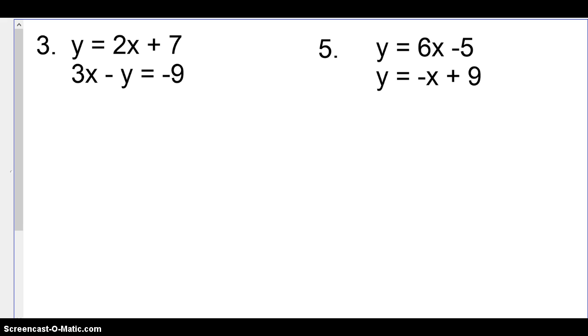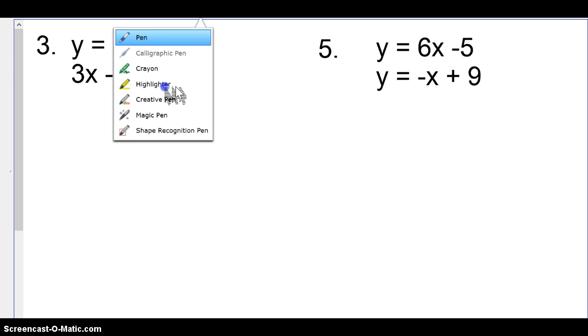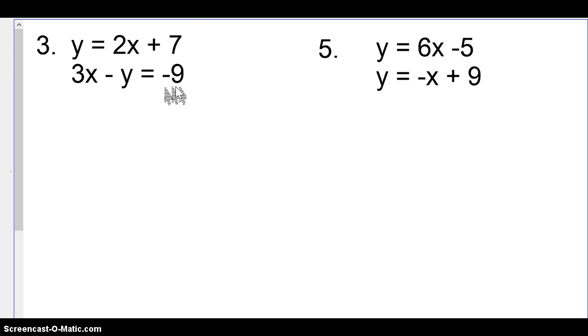So on this one I've got numbers 3 and 5 from the Pizzazz worksheet 8.2. I'm going to go through this one, and I'm going to grab a highlighter. Here's what I see. I've already got y equals 2x plus 7, so I'm going to plug that one in right here.